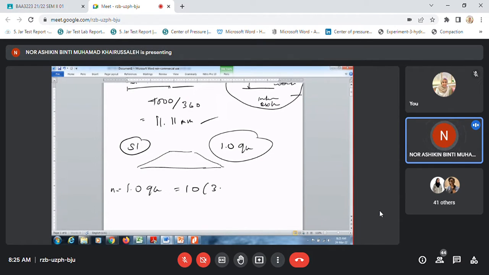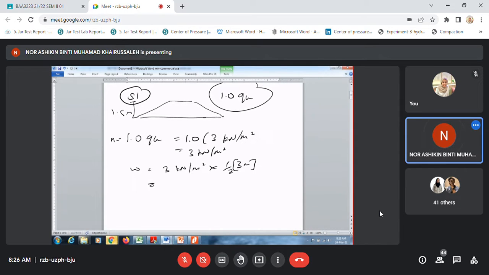You got 3 kilonewton per meter square, and your W is 3 kilonewton per meter square times half of the 3 meter, which is 1.5. So you got the value of this one is 4.5, is it? Yes, doctor. Okay, 4.5 kilonewton per meter. So this is the new value of the load to calculate the deflection.